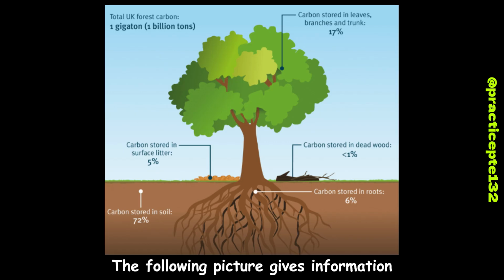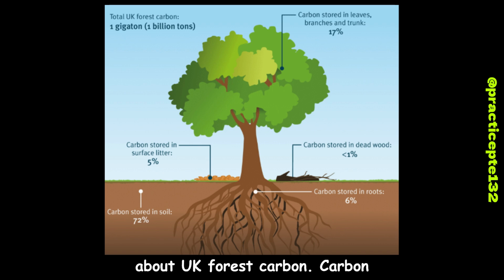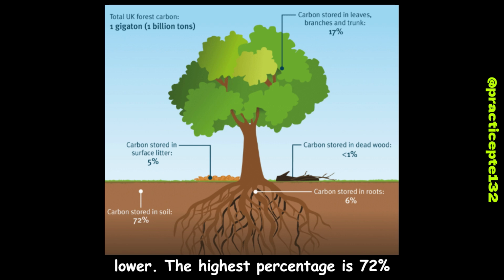The following picture gives information about UK forest carbon. Carbon stored in leaves, branches and trunks is about 17%. And the value for roots is about 6%, which is lower.